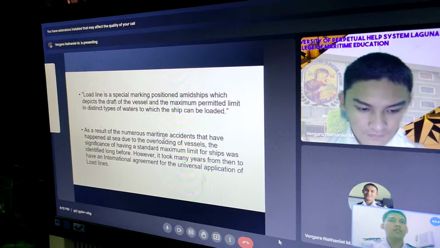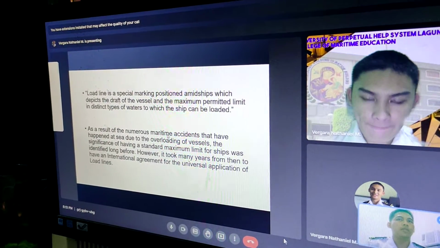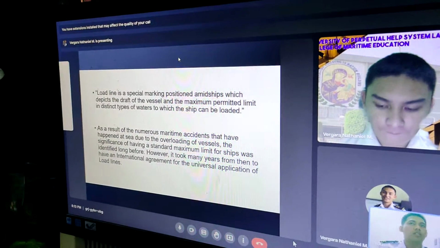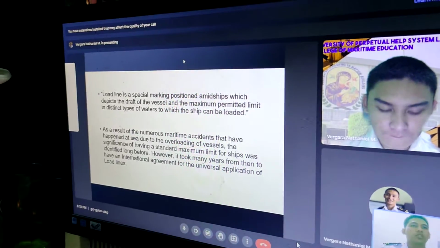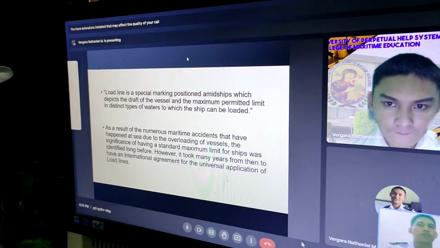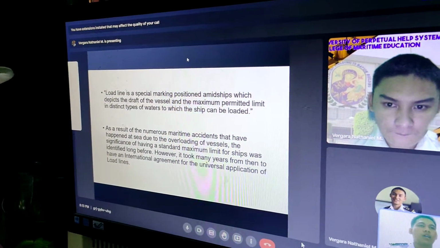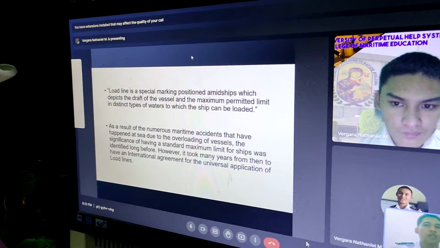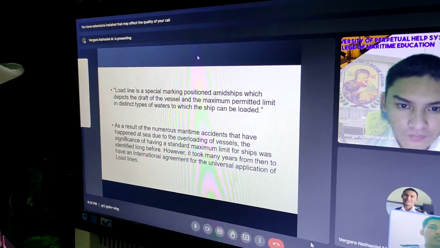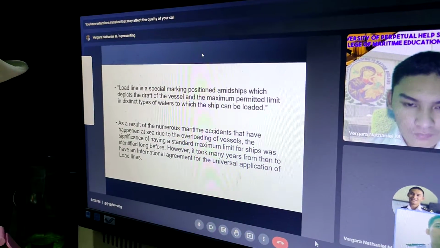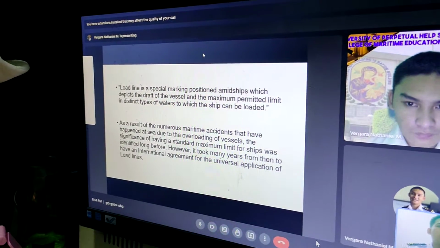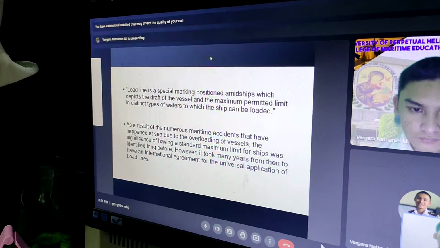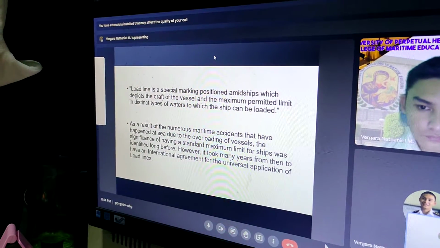Load line is a special marking position amidship which indicates the maximum permitted limit in distinct types of water to which the ship can be loaded. As a result of the numerous maritime accidents that have happened at sea due to overloading of vessels, the significance of having a standard maximum limit for ships was identified long before. However, it took many years from then to have an international agreement for the universal application of load lines.